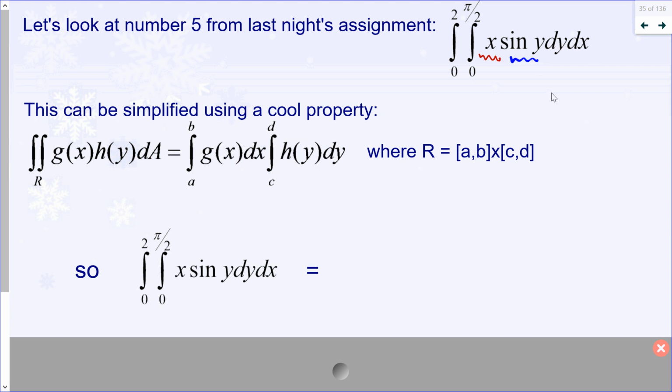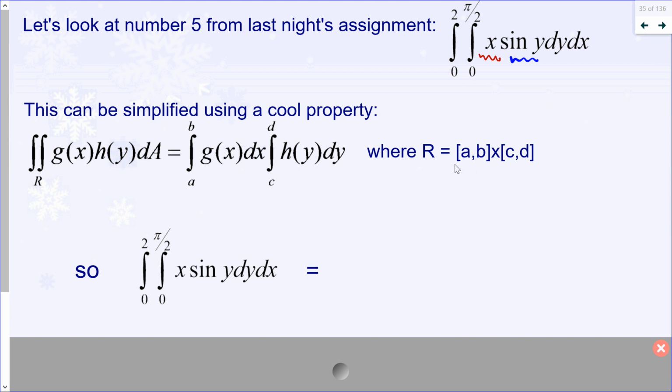This won't always be possible. For example, if this was sine xy, that can't be separated because the x and y are contained in the sine function. However, in this case, we can easily separate those into two functions. A function g of x is x, and then h of y would be sine y.